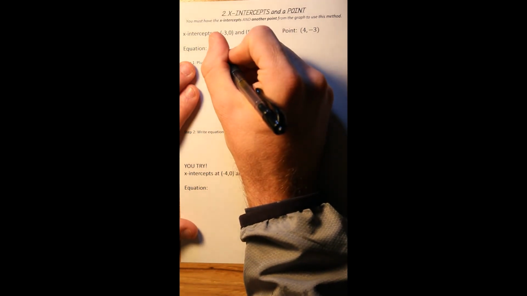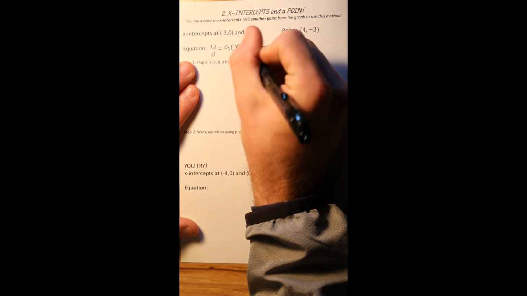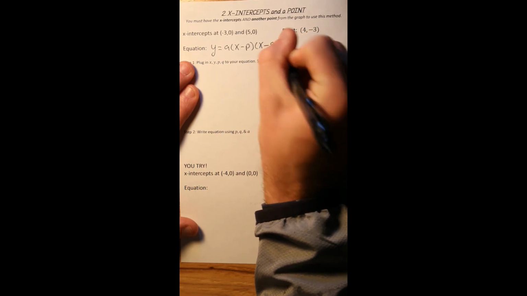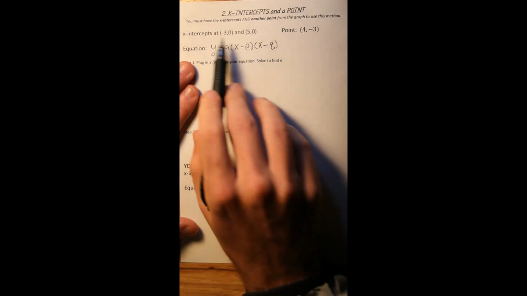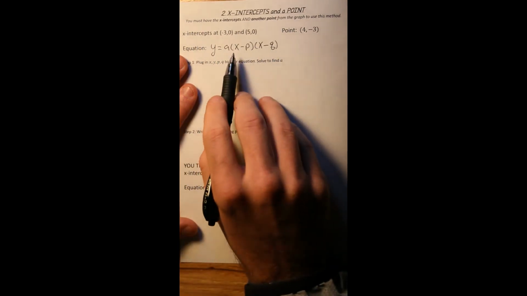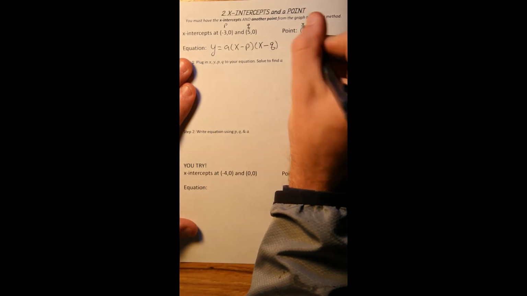Now, the second example is going to be using intercepts and a point. And so if I have intercepts, the equation I'm going to use here is a little bit different. It's y equals a(x minus p)(x minus q), and p and q are going to be the x values for the x-intercepts. And then of course x and y are going to come from the point. So I'm going to just call this p, and I'm going to call this q, and then we have x and y.